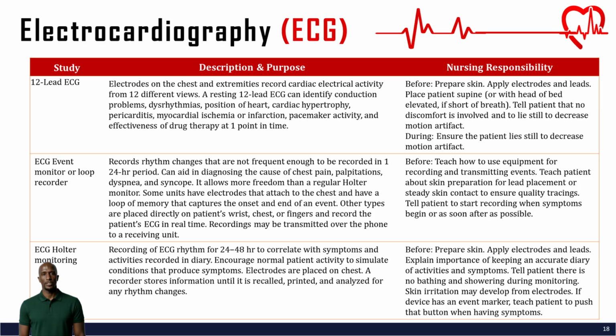Next, the ECG event monitor or loop recorder is used for patients who have infrequent episodes of palpitations or dizziness. This device can be worn for weeks or even months and is activated by the patient when symptoms occur. Our nursing responsibility includes teaching the patient how to use the recorder properly, how to document symptoms, and ensuring the device remains in good working order.